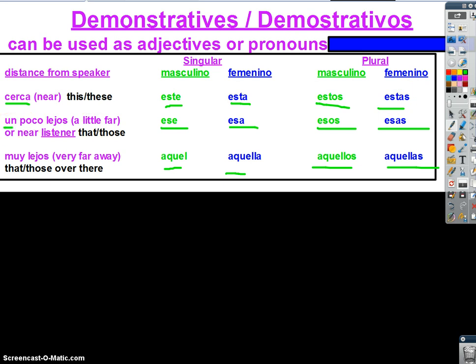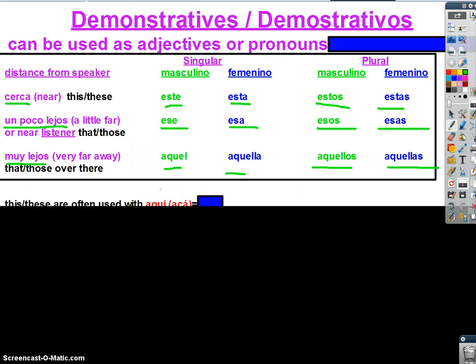If you have un poco lejos, which means a little far, lejos means far, un poco means little, then you know that you're going to want ese, esa, esos, or esas. And if something's muy lejos or very far away, you guys are going to want one of these four here. So you guys really need to know cerca, un poco lejos, and muy lejos, and which part of the chart they refer to.